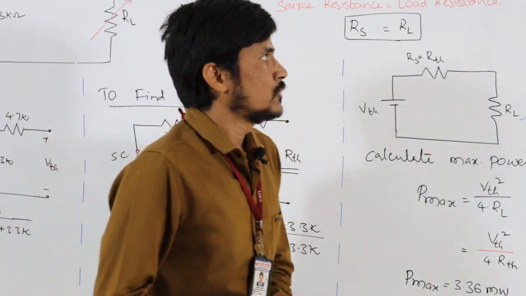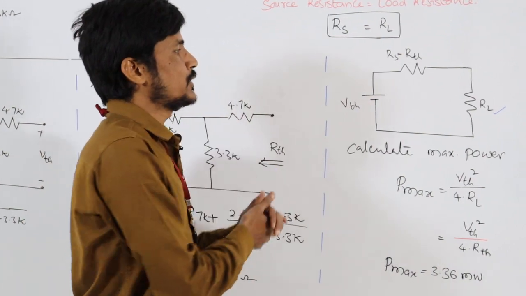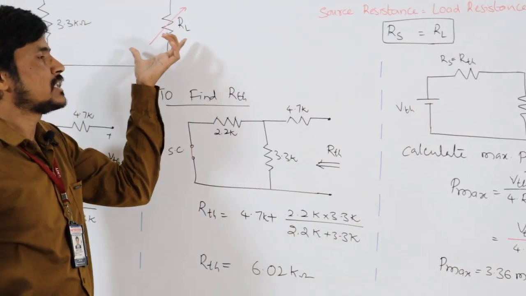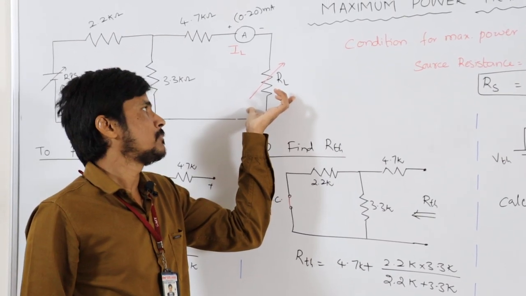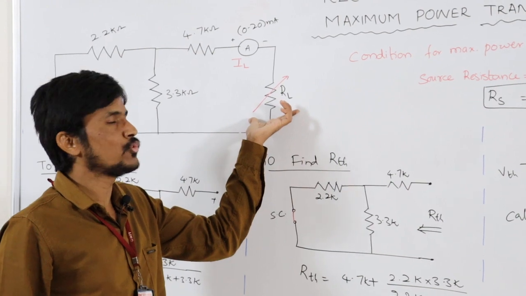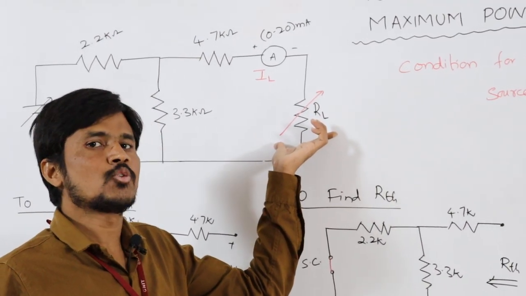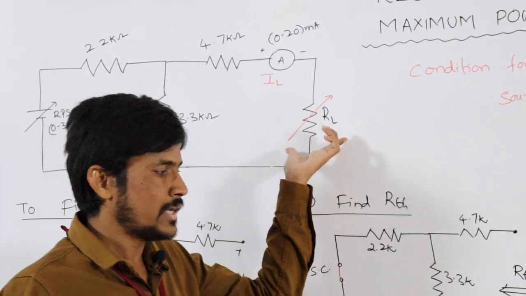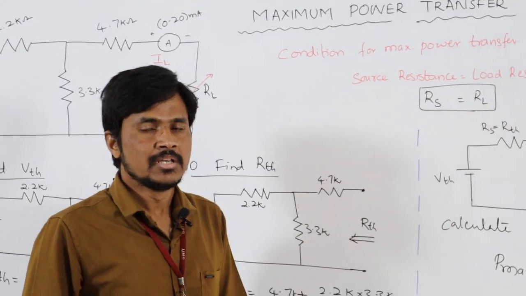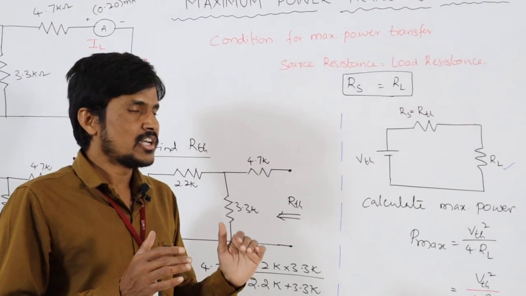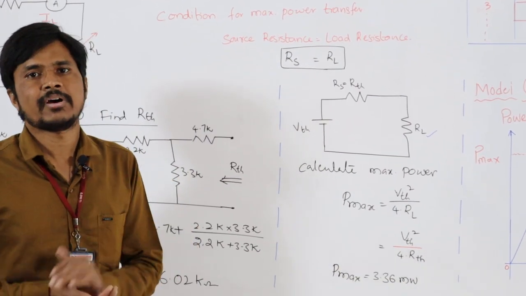Now, we are going to check where we get this maximum power in the circuit by varying the load resistor. Here RL is an unknown value, and by varying the knob we vary the load resistor. When the load resistor is equal to RThevenin, there we are going to get the maximum power of 3.36 milliwatts. If it is 3.36 milliwatts maximum power, then your maximum power transfer theorem is verified.